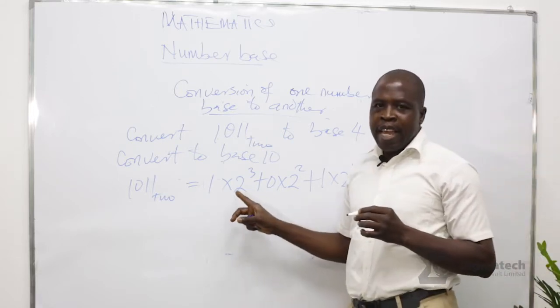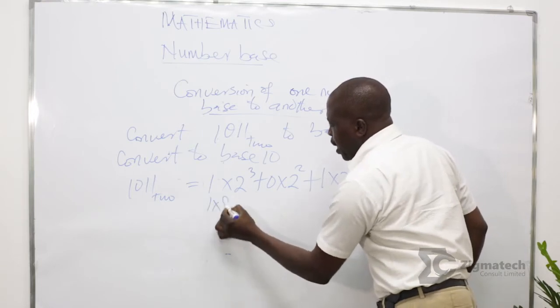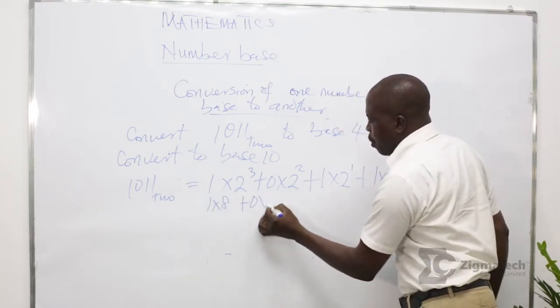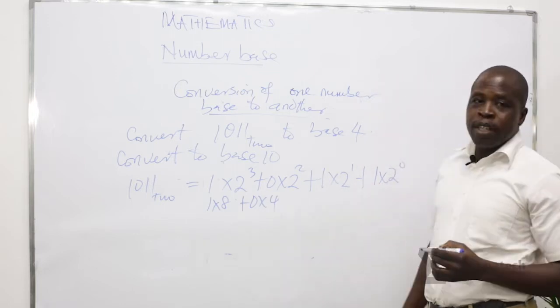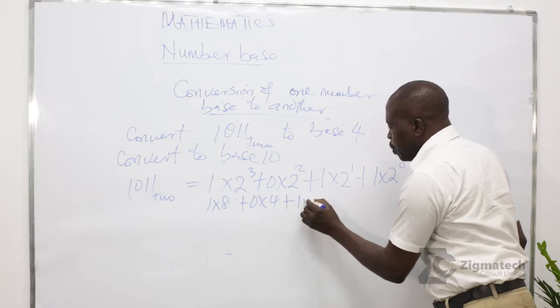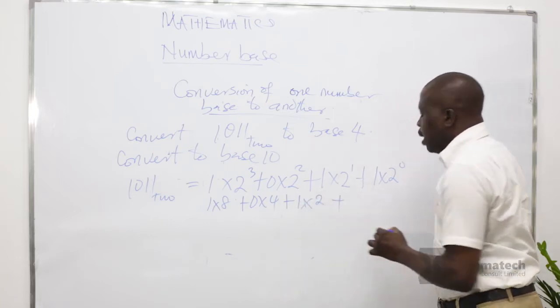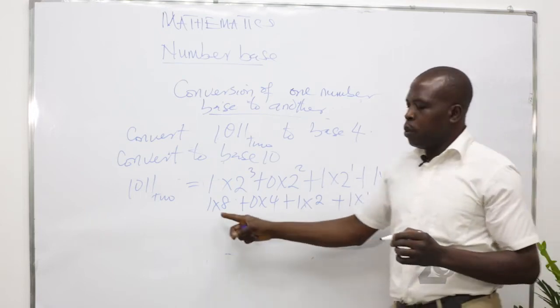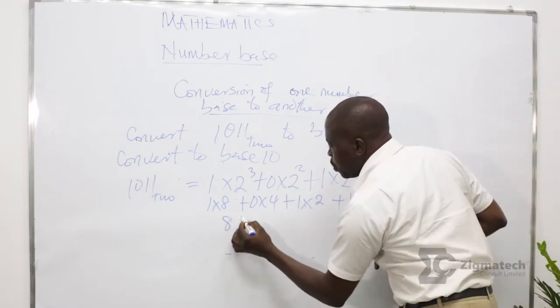2 raised to power 3 is 8. That's 1 times 8. 2 raised to power 2 is 4, 0 times 4. 2 raised to power 1 is 2, 1 times 2. Then 2 raised to power 0 is 1, 1 times 1. So 1 times 8 is 8.